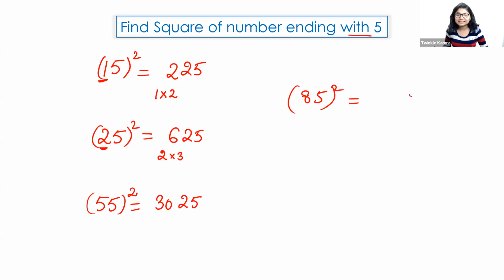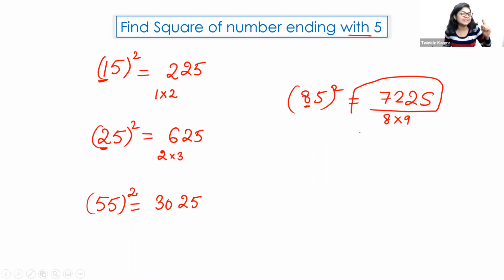One more. Let's take 85 square. This is 25 at the end. 8 here. 8 into a number greater than it, which is 9, so the answer is 72 here. The answer is 7225. Simple, right? In one shot, you're finding the square of a number ending with 5. Remember one thing: this trick is applicable only for a number which is ending with 5.